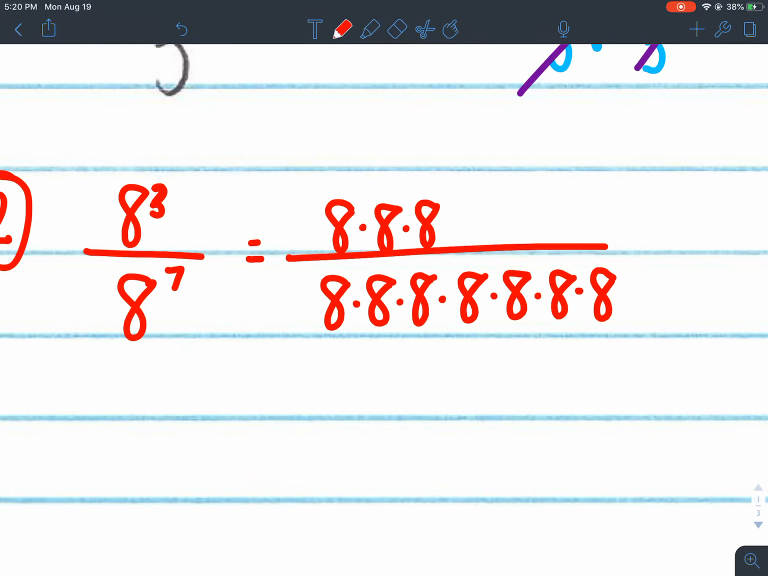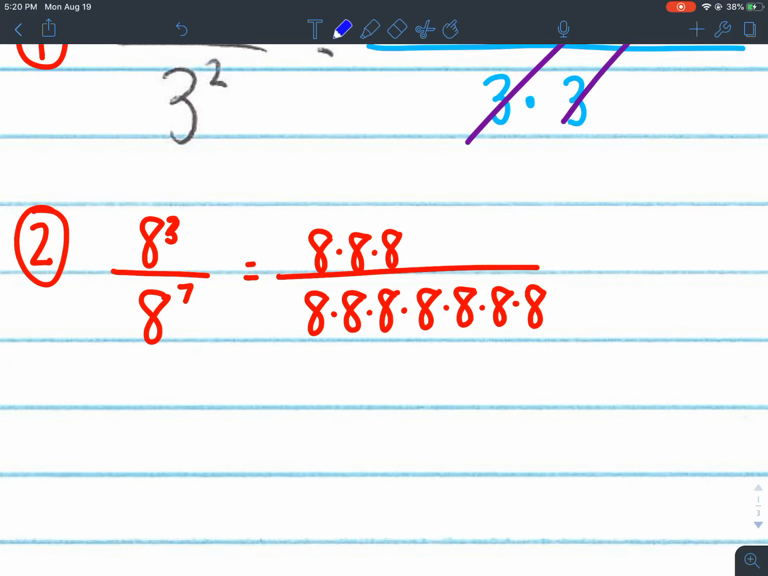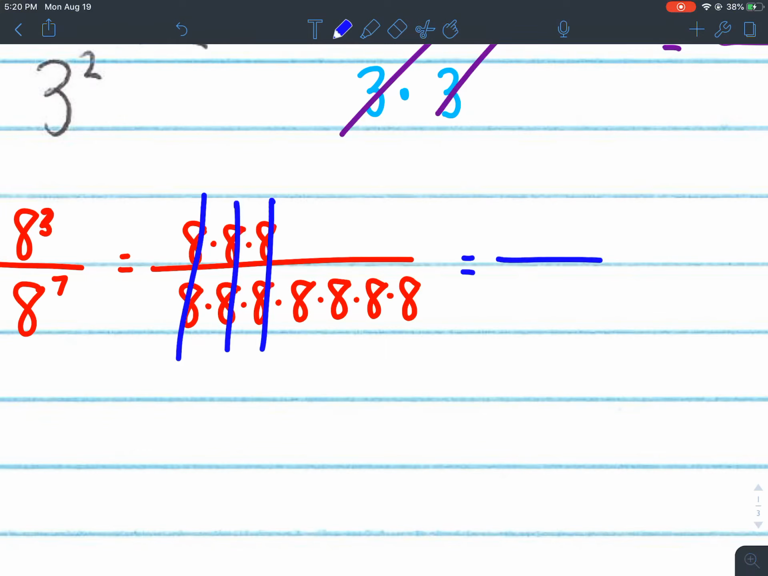So I have 8 times itself 7 times in the denominator. All right, so like earlier, I can still cancel stuff out because 8 divided by 8 is 1. So this would be 1, 1, and 1. Does that mean there's nothing left in my numerator? No. Just like last time, there's still something there. It's a 1, right? Because 8 divided by 8 is a 1. So all I have left is 1's.